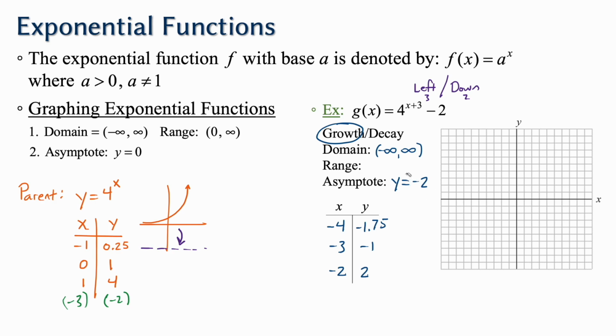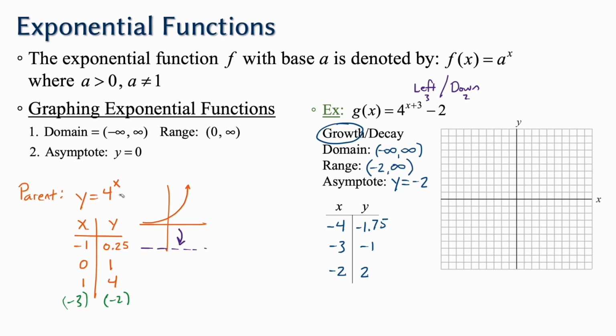Now, because we know what the asymptote is, this graph, of course, exists everywhere above it. So instead of our previous example where we were basically everywhere above 0, because the graph got shifted down, now this graph exists everywhere above negative 2. So the range in interval notation will go from negative 2 up to positive infinity.